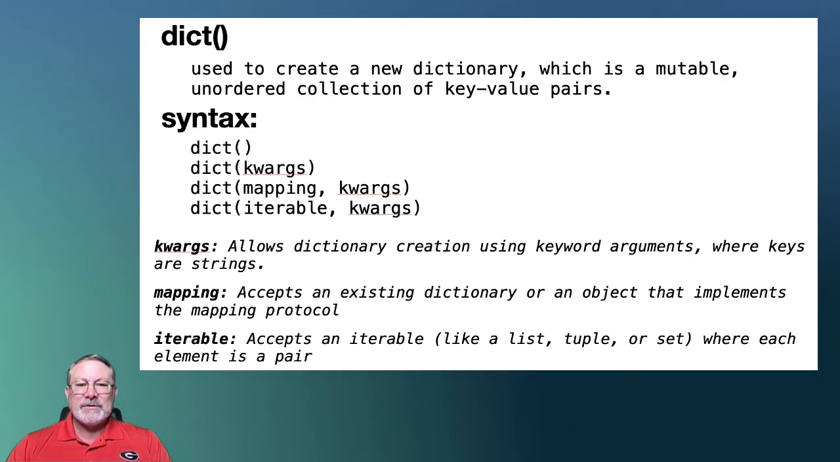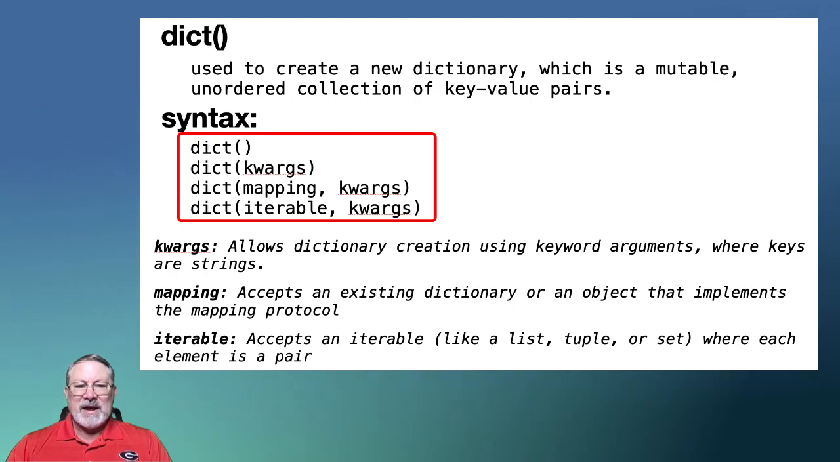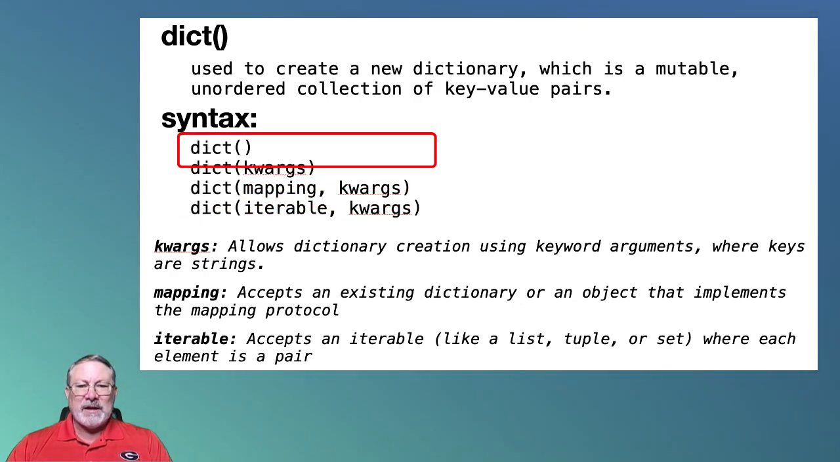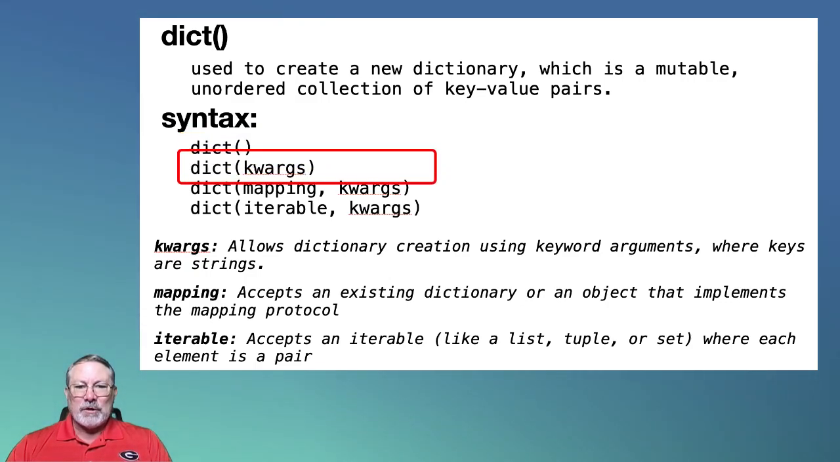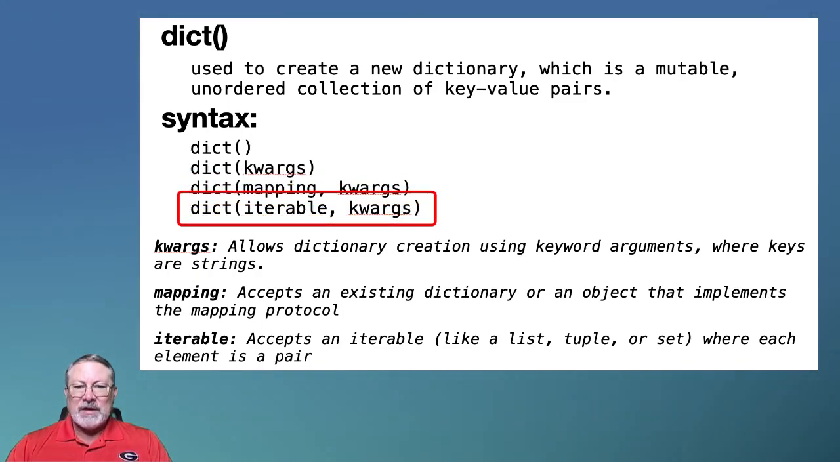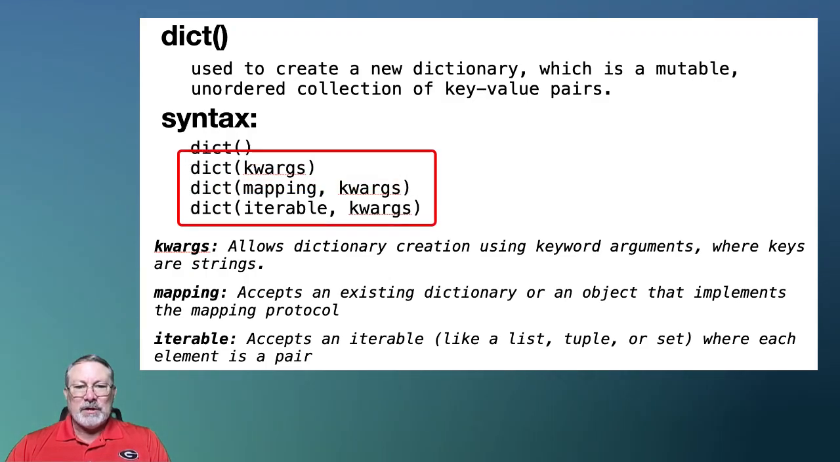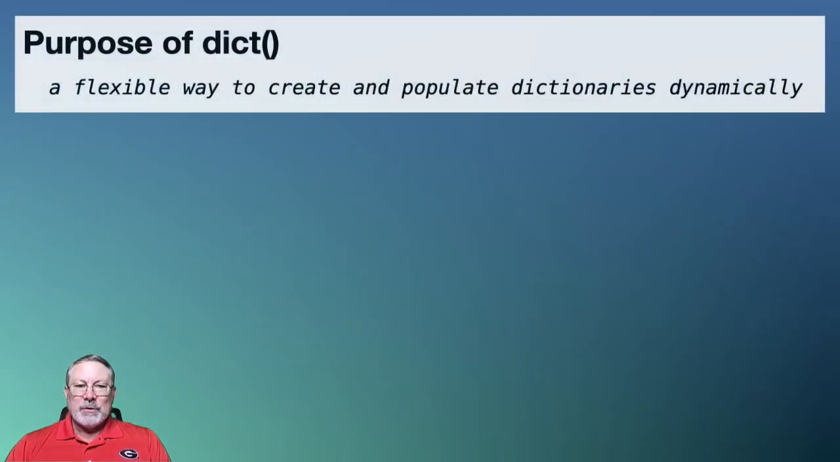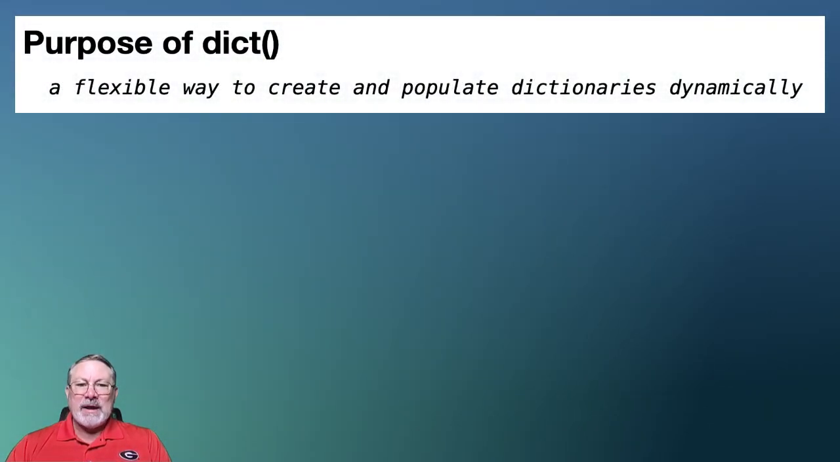Here's the syntax. Let's break it down. The dict function can be called with no arguments to create an empty dictionary. You can pass keyword arguments, a mapping object like another dictionary, or an iterable of key-value pairs to initialize it. Any additional keyword arguments will be added to the resulting dictionary. So why use the dict function? It provides a flexible way to create and populate dictionaries dynamically.